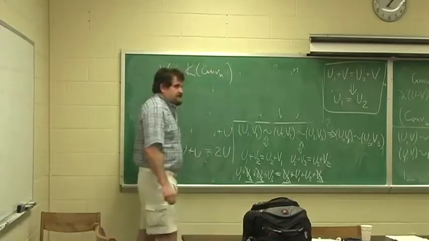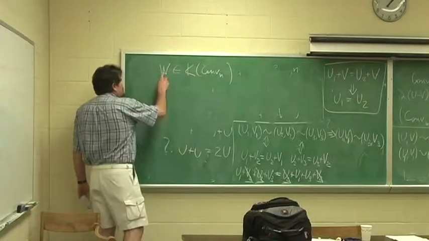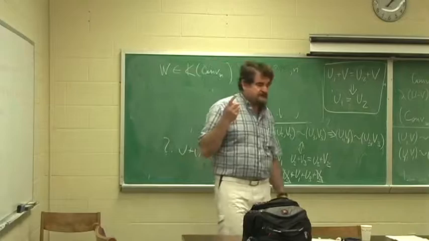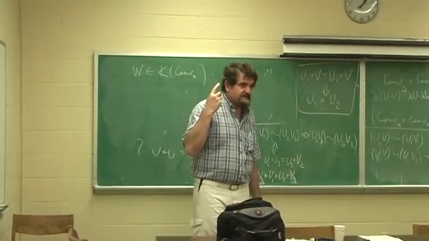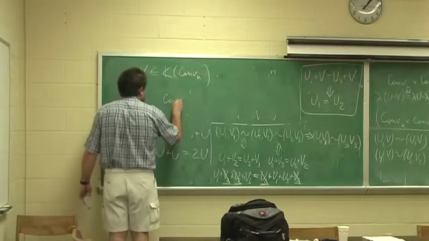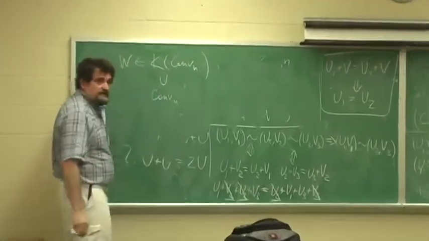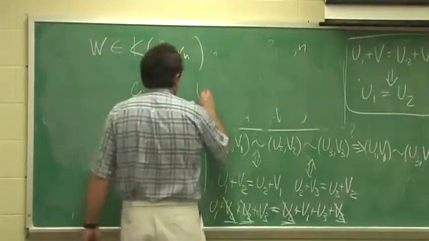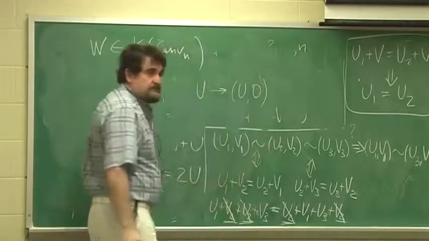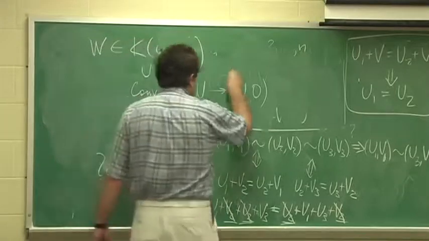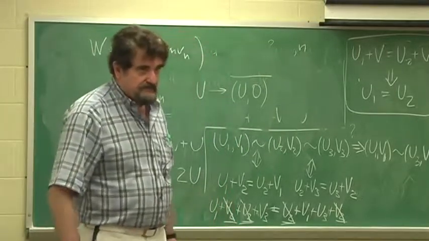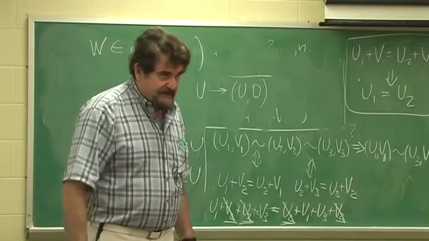In particular, usual convex bodies are part of this. Because how do I embed convex bodies into here? I take U and send it, for example, to (U, 0), to the equivalence class. I embed it, correct?